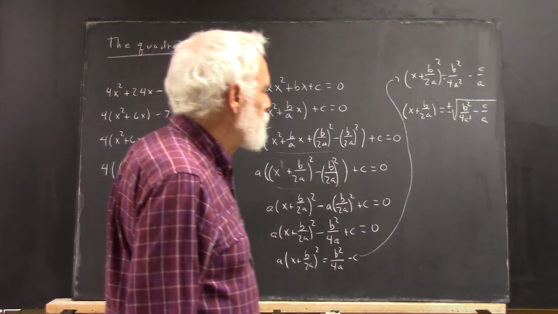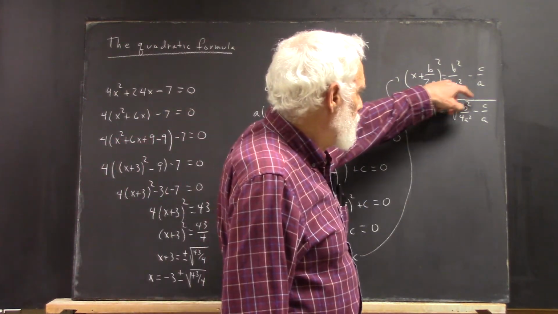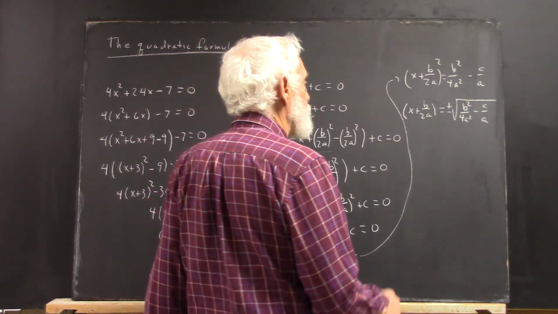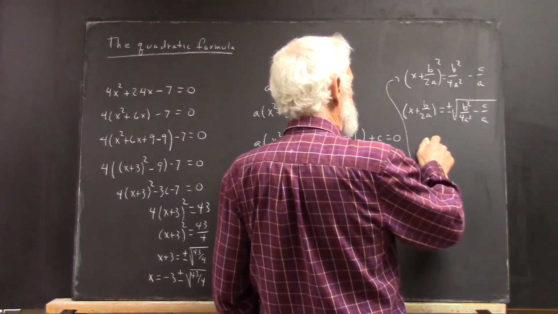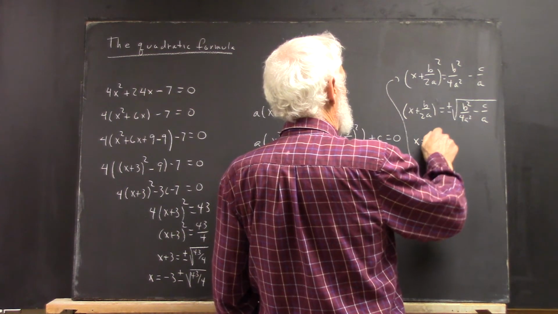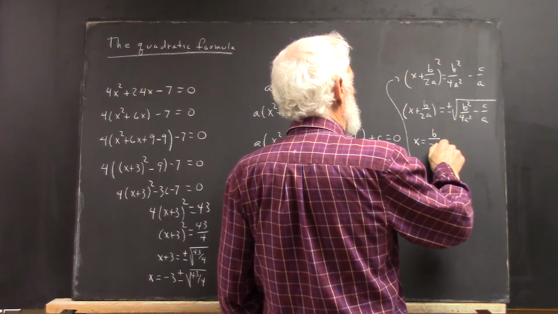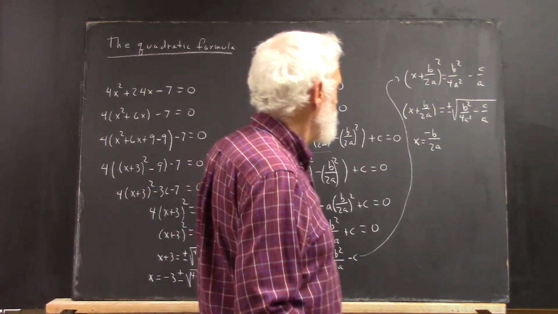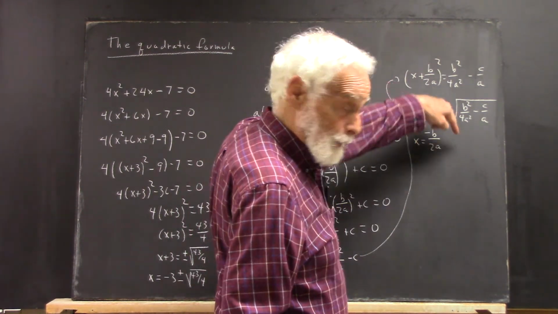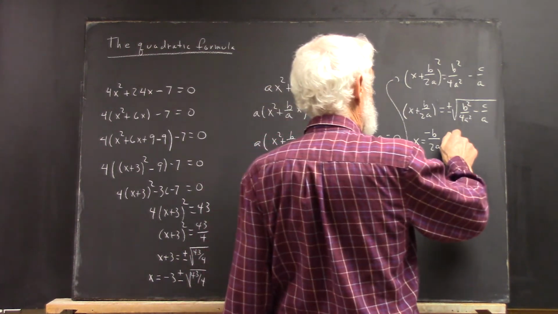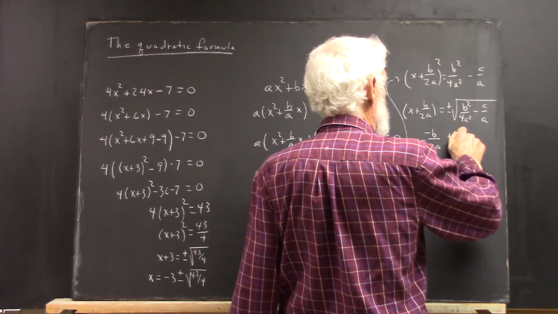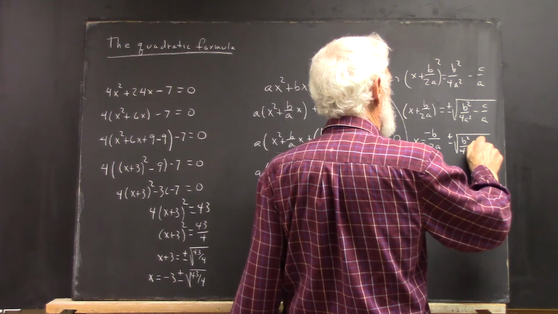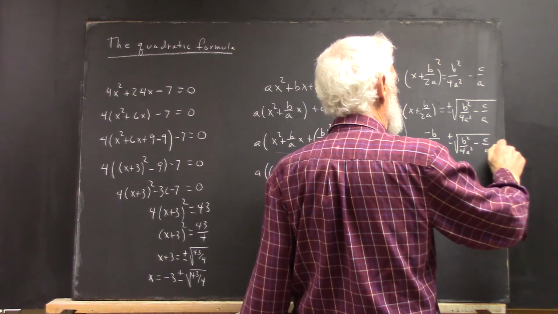So x plus b over 2a is equal to plus or minus this. So that x equals negative b over 2a, subtracting the b over 2a from both sides, plus or minus square root of b squared over 4a squared minus c over a.